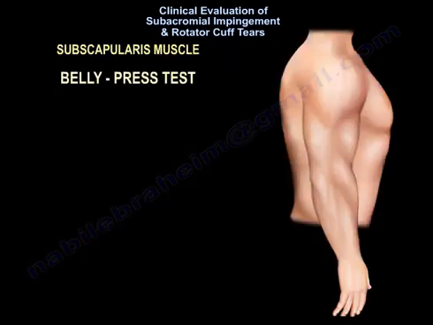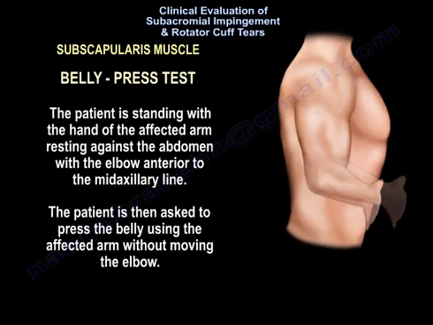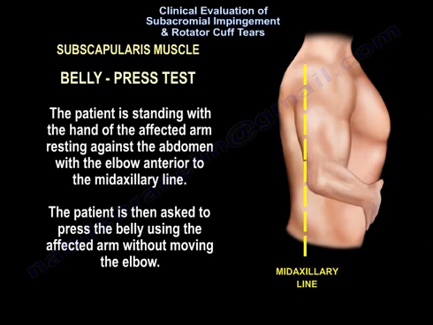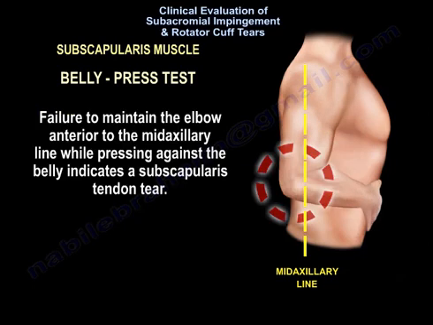The belly press test. The patient is standing with the hand of the affected arm rested against the abdomen, with the elbow anterior to the mid-axillary line. The patient is then asked to press the belly using the affected arm without moving the elbow. Failure to maintain the elbow anterior to the mid-axillary line while pressing against the belly indicates subscapularis tear.